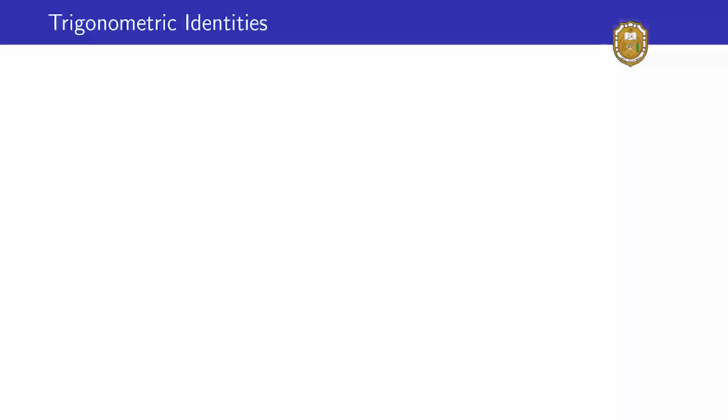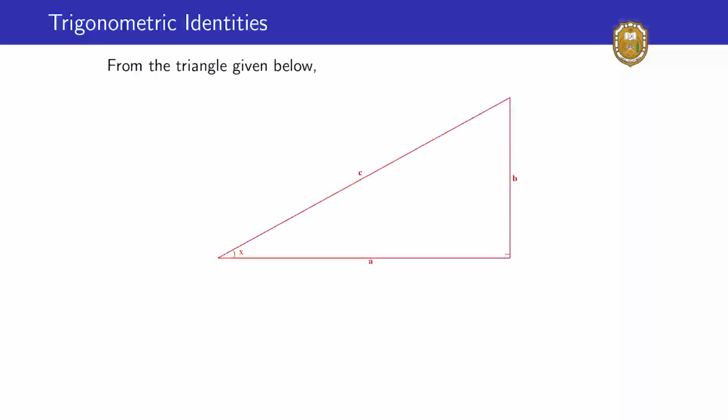To begin with, let's consider the right-angled triangle shown here below, which has sides with length A, B, and C, and an included angle x. We define the cosine of x to be A divided by C. We define the sine of x to be B divided by C, and the tan of x is defined as the sine of x divided by the cos of x, which is B divided by A.